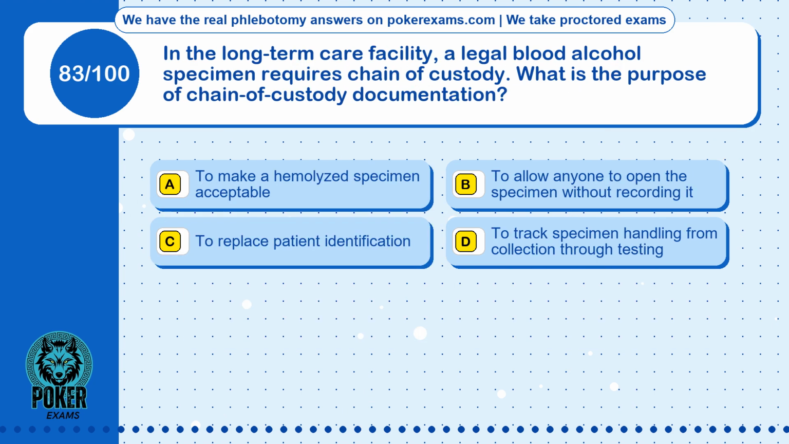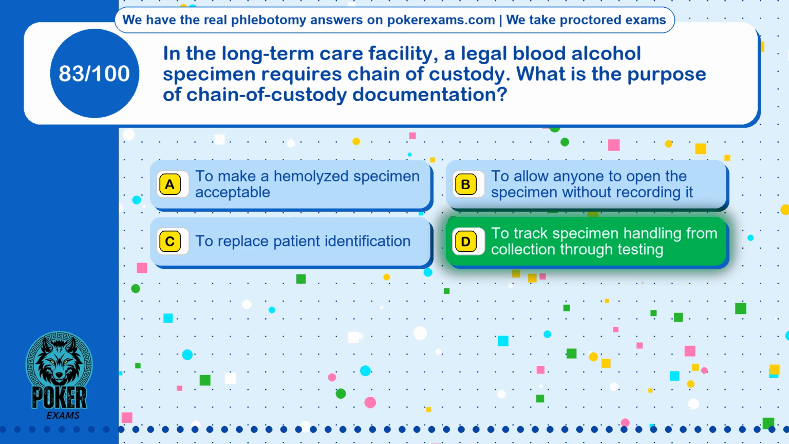Question 83. In the long-term care facility, a legal blood alcohol specimen requires chain of custody. What is the purpose of chain of custody documentation? Option A. To make a hemolyzed specimen acceptable. Option B. To allow anyone to open the specimen without recording it. Option C. To replace patient identification. Option D. To track specimen handling from collection through testing.